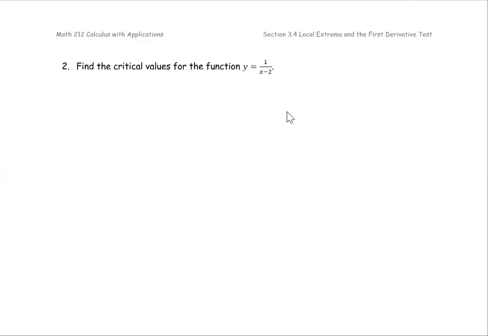For this problem, we have the function y equals 1 over x minus 2. We're going to find the critical values for this function. When we find the critical values, we start with finding the derivative, which is y prime. Then we look at two cases: y prime equals 0, or y prime is undefined or doesn't exist.